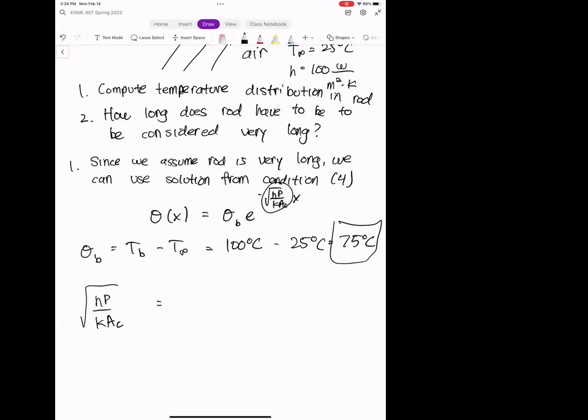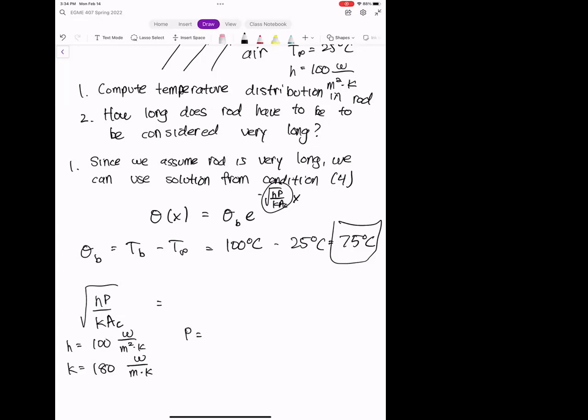Right, and so we have the square root of hP divided by kAc, okay? So h was given to us in the problem, so h is 100 watts per meter squared Kelvin, okay? k was also given to us in the problem, so k is 180 watts per meter Kelvin, okay?